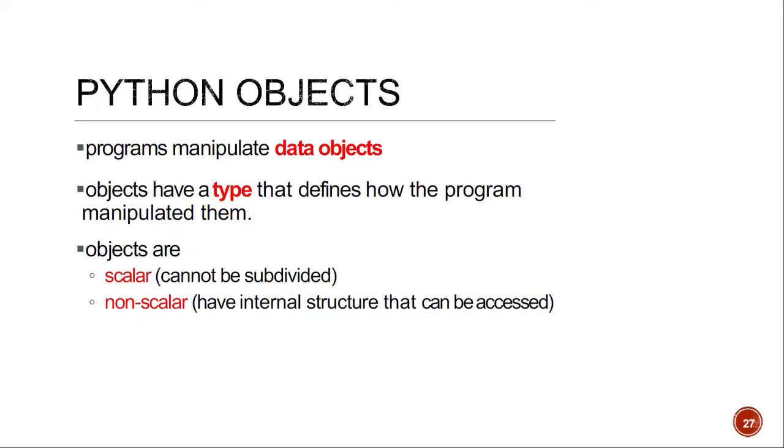A program basically manipulates data objects. These objects have a type that defines how the program manipulates them. Depending on the type, you can have a particular set of actions or commands that you can apply. These objects can be scalar and hence cannot be subdivided, or non-scalar, which means that they have an internal structure that can be accessed.